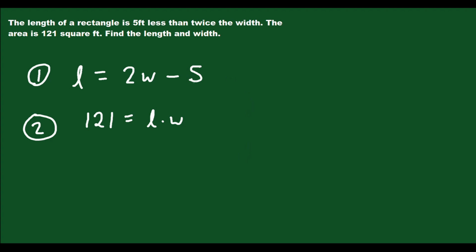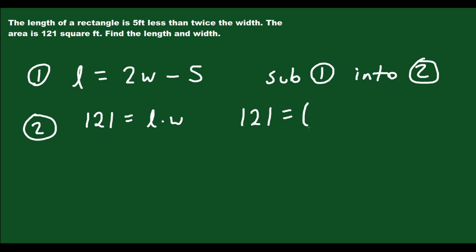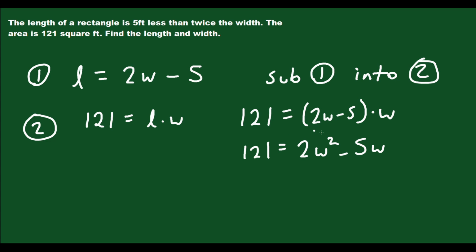So we could sub equation 1 into equation 2, right? Sub 1 into 2, and the reason I say that is because in equation 1 we've already isolated for L. So wherever you see L here, just swap it out with this definition. So 121 is equal to L, but instead of L we write 2w minus 5, times w. Okay, let's solve for w. How do we do this? Well, 121 is equal to, distribute this w in, 2w squared minus 5w. Okay, bring the 121 over here. So 0 equals 2w squared minus 5w minus 121.